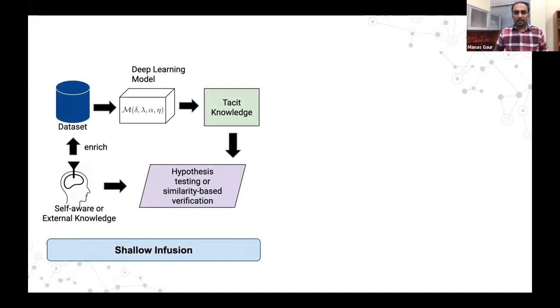Let me just give a very high-level structural view of shallow infusion. You have a self-aware or external knowledge, you enrich the data, and that data set goes into the deep learning, and you have a tacit knowledge, which is a learned knowledge. What you're doing is a similarity testing. If you have read the AlphaFold paper or the AlphaGo paper, you might see that they have done a similarity-based verification at the very end. This happens when knowledge infusion goes into your learning framework.